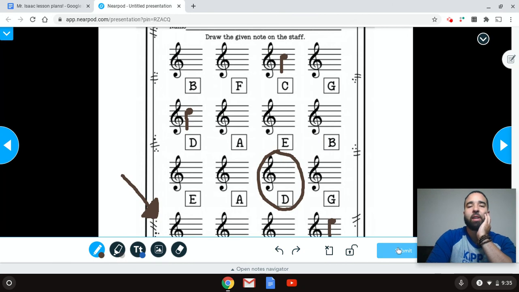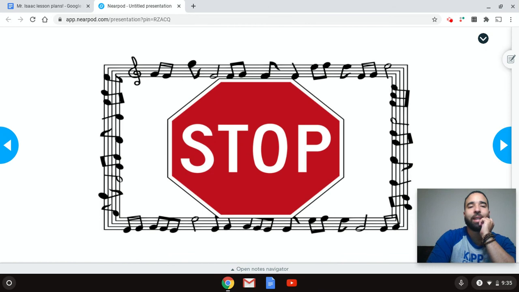Once you guys have finished that exit ticket, you are done for the day, okay? And after that, you will complete and stop, all right? Hope you guys have been enjoying these lessons. Again, these are very important for us to understand how to play the recorder even quicker than before, especially now that we're online learning. We're going to need as much help as we can without all the explanation.